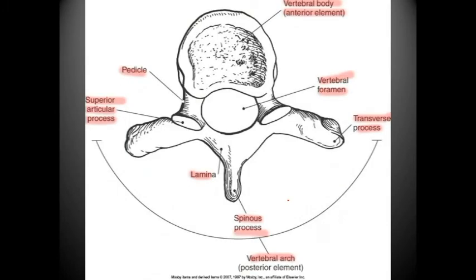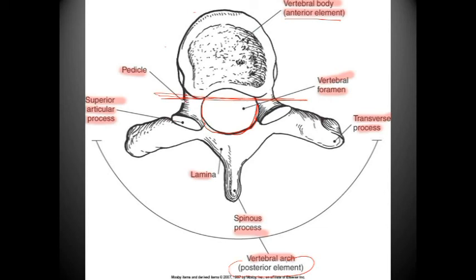So here is basically what a typical vertebrae looks like. We have pretty much a dividing line here between the anterior element and the posterior element. We see that the arch, pretty much this area here, makes up the posterior element. As we can see, the vertebral body is quite large, and it serves its function of basically supporting the weight of the body.